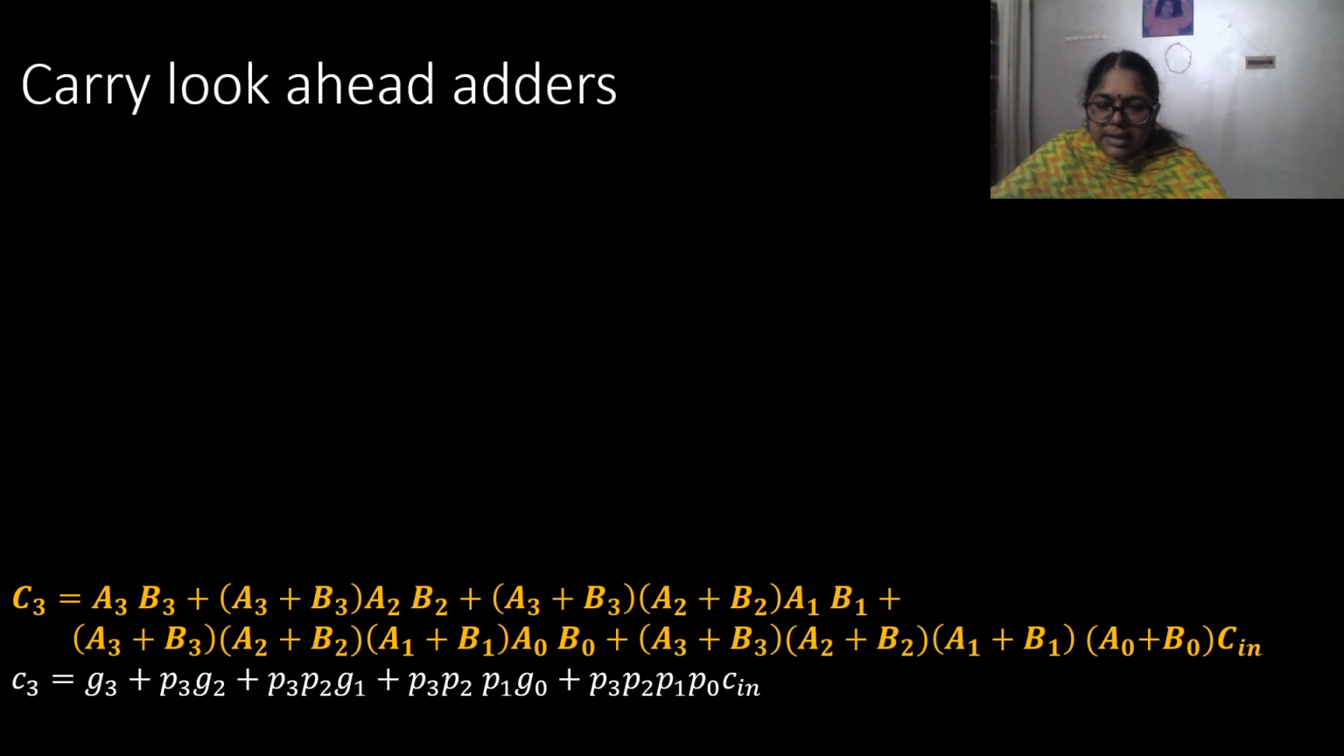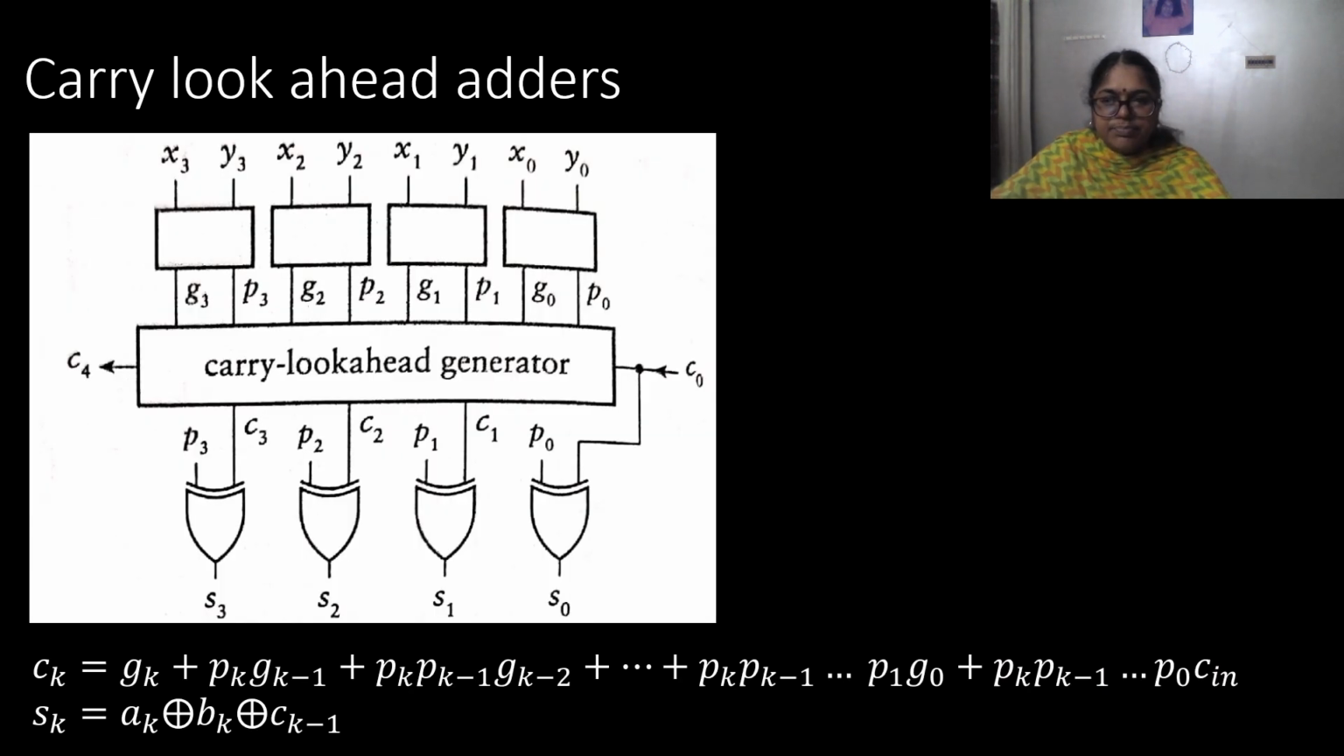In the C3 expression, we are writing A3 B3 as G3, A3 plus B3 as P3, A2 B2 as G2, A2 plus B2 as P2, A1 B1 as G1, A1 plus B1 as P1, A0 B0 as G0, A0 plus B0 as P0. So we get C3 is equal to G3 plus P3 G2 plus P3 P2 G1 plus P3 P2 P1 G0 plus P3 P2 P1 P0 Cin.